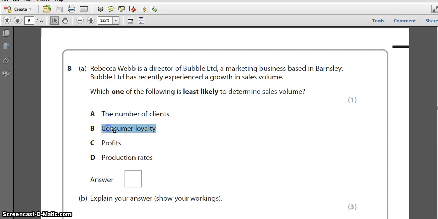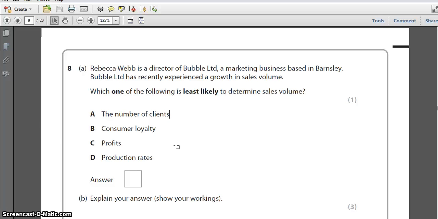Knockout answer, consumer loyalty would lead to increased sales, because if you have loyal consumers, they are more likely to return and buy more products from a business. The number of clients would affect sales volume, because if the number of clients increased, they would have more customers, which means their sales would go up. So that is how you would answer the multiple choice questions from this paper.